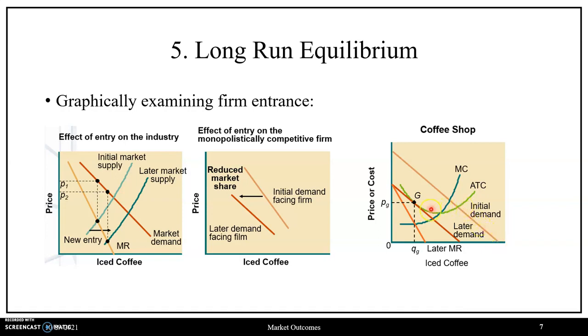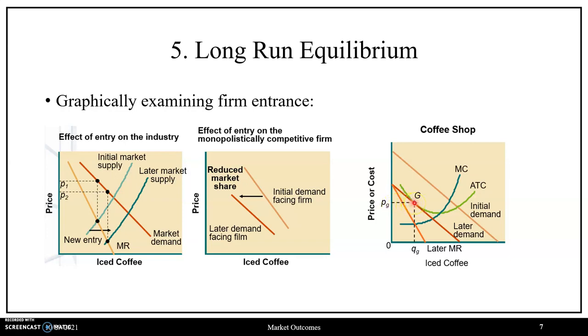Now we're considering the leftward shift in the demand curve they face due to the rightward shift in market supply. This generates a new marginal revenue curve that's strictly below our new demand curve for this coffee shop's iced coffee. Going through the profit maximization process, we look at when marginal revenue is equal to marginal cost, which corresponds to an output level QG. Since this firm has market power, they then price using this output level on their demand curve, which is the later demand curve that they face, giving us a price point PG.